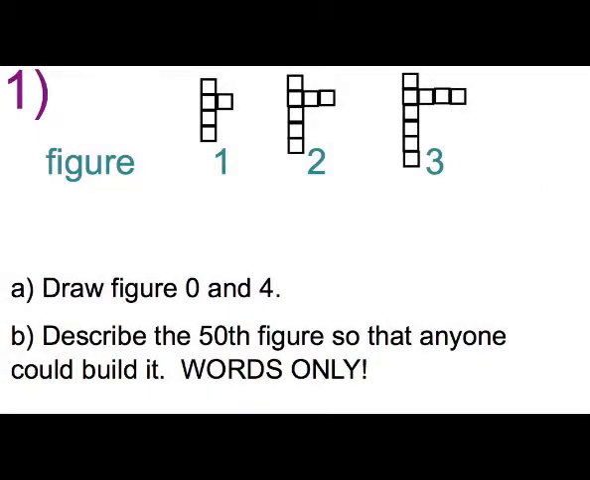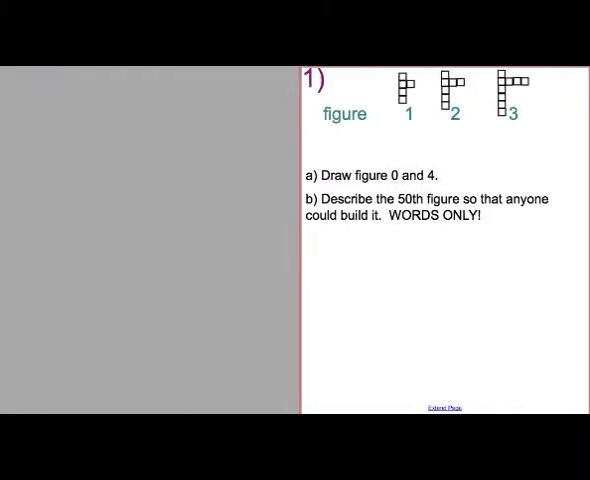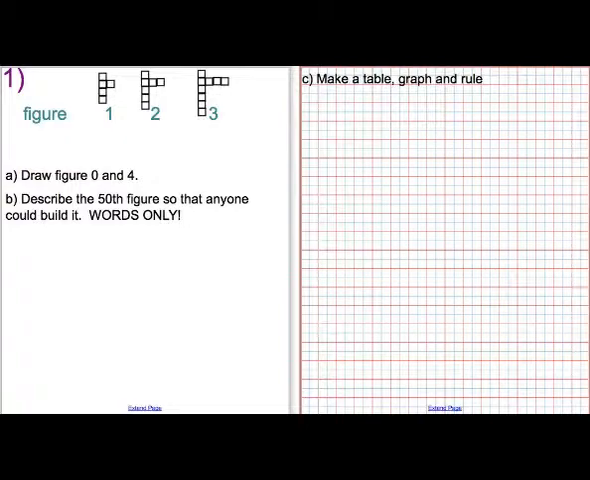This is the video for the 3.3 practice worksheet, and the goal of this worksheet is to help you get ready for your standard for this course. So we're given the following pattern, and we have to draw figures 0 and 4. We also need to describe the 50th figure, and as you'll see on the next slide, we also have to be able to make a table, graph, and rule for this figure.